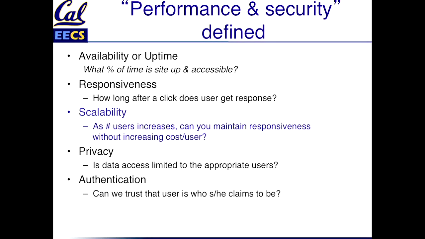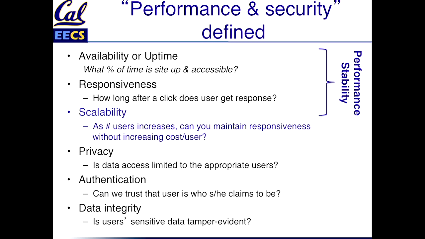Authentication, which we've already seen before, is can we trust when a user is interacting with the app that he or she is who they claim to be? And data integrity, which means if somebody tampers with the data, can we at least detect that or maybe even prevent it? So trying to keep our customers' data safe.